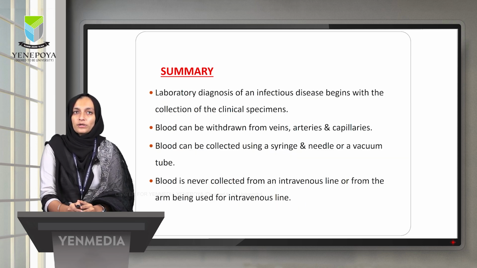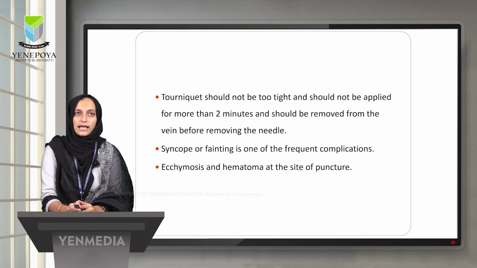So, summary: laboratory diagnosis of an infectious disease begins with the collection of clinical specimens. It will be not only blood; other clinical specimens are there. Blood can be withdrawn from veins, arteries or capillaries, and can be collected using either a syringe and needle or vacuum tubes. Blood is never collected from an intravenous line or from the arm being used for an intravenous line. The tourniquet should not be too tight, should not be applied for more than 2 minutes, and should be removed before removing the needle. Syncope or fainting is one of the frequent complications, and also ecchymosis and hematoma at the site of puncture.